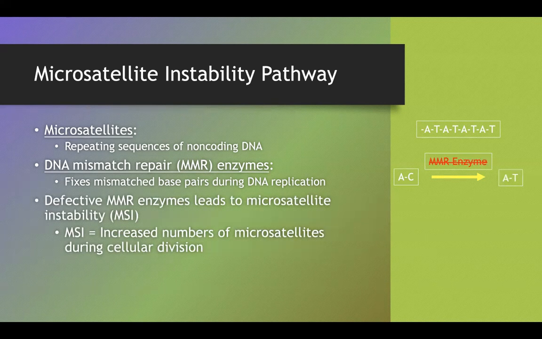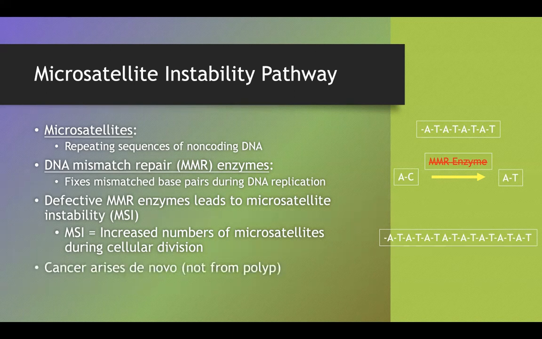On the right here, if you don't have your MMR enzyme, what's going to happen is that you have these elongating chains of microsatellites. And when you have these elongating chains of microsatellites and defective mismatch repair enzymes, it can ultimately lead to cancer. This cancer does not arise from a polyp like our previous one. It just arises out of thin air.